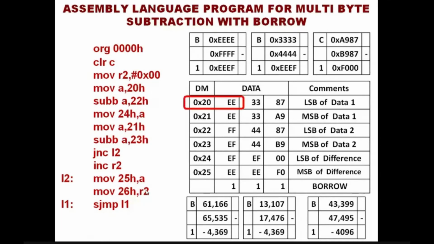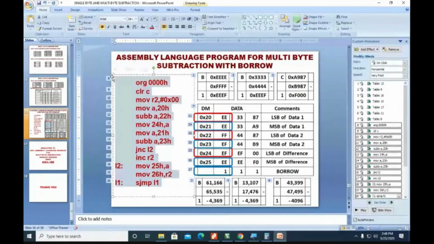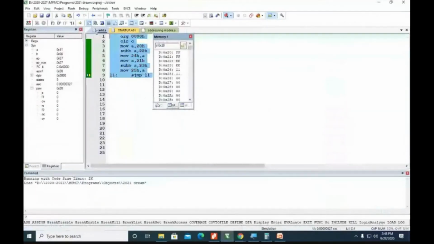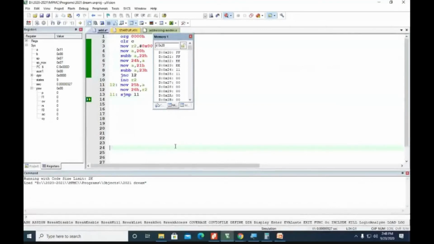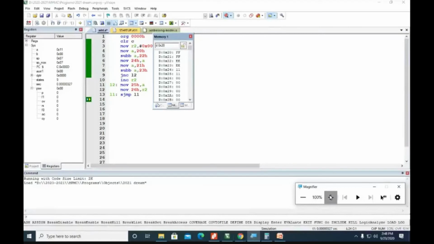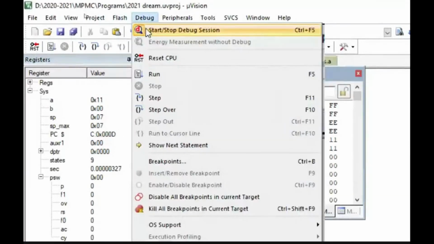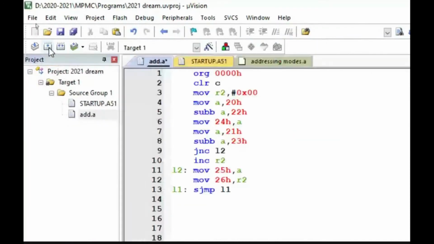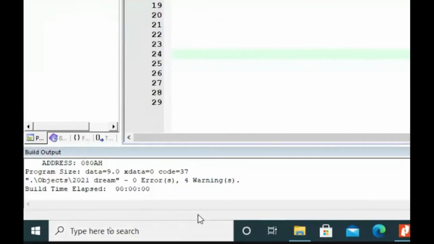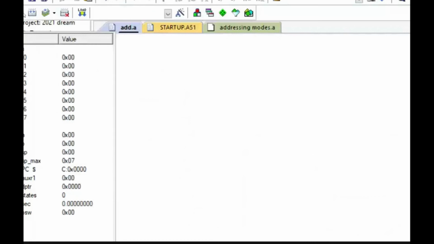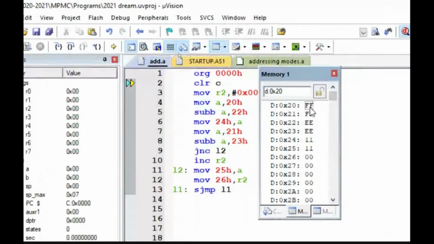Okay, so the same thing which we are going to do. For convenience, let me copy this code and then paste it in the Keil IDE, and then let me do it with subtraction with borrow. Okay, now you are 100% clear about it. So practice makes perfect. Kindly practice as much as possible to make it more comfortable. So this is single byte and multi-byte subtraction with and without borrow. Now we can see EE minus FF.